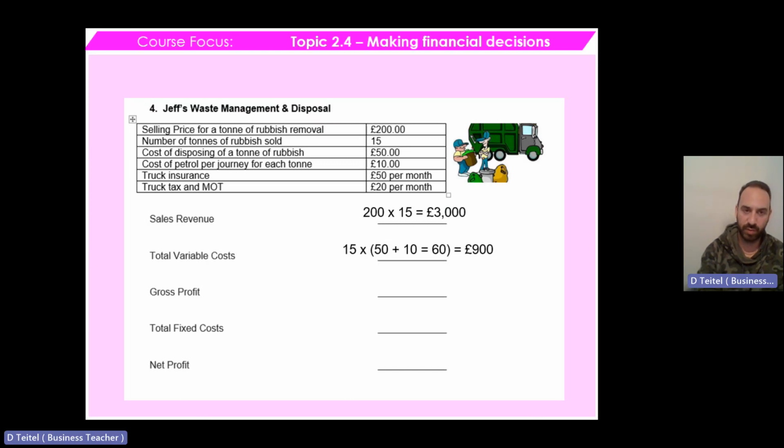So then what is our gross profit? To get to our gross profit, it is our sales revenue, in this case, minusing our total variable costs. So 3,000 minus 900 leaves us with £2,100.